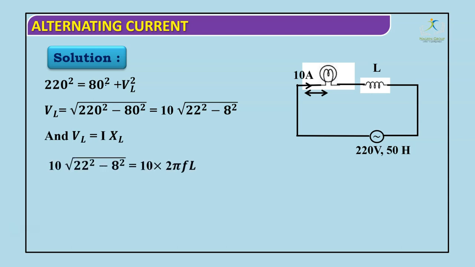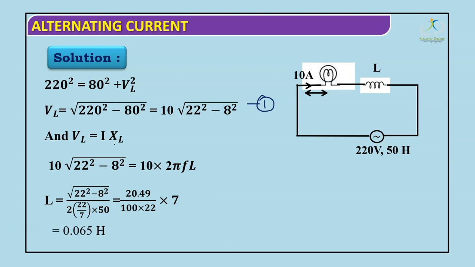So if I put this value of VL, which we calculated in equation number 1, from this the answer L is equal to under root 22 square minus 8 square, 2 by 22 by 7 into 50, is equal to 20.49 divided by 100 into 22 into 7. That means the value of L is 0.065 Henry.